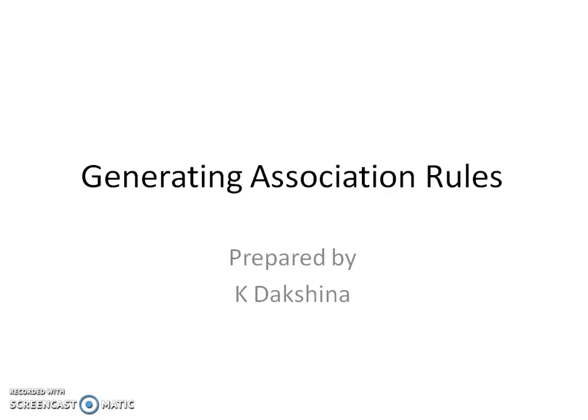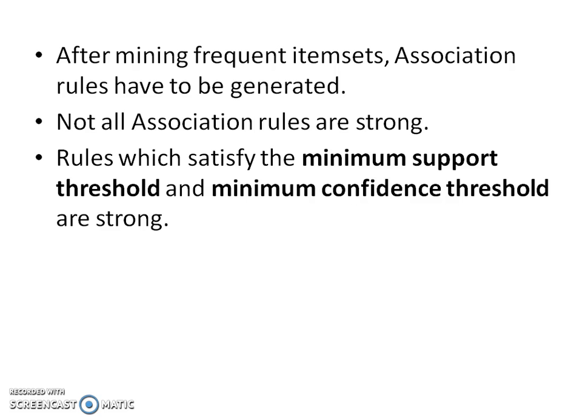Say, for example, A can be related to B in a small way, or A can be related to B to a larger extent too. So in that way we are going to generate association rules. Generating association rules is an extension of your frequent item set mining. That is, once you mine your frequent item sets, you will have to generate the association rules. After mining your frequent item sets, association rules have to be generated.